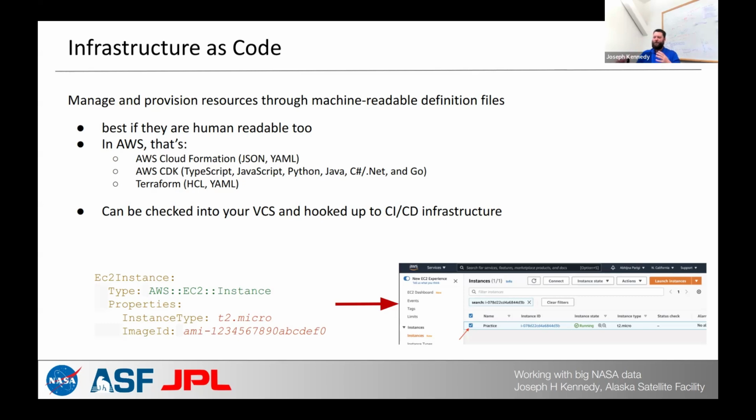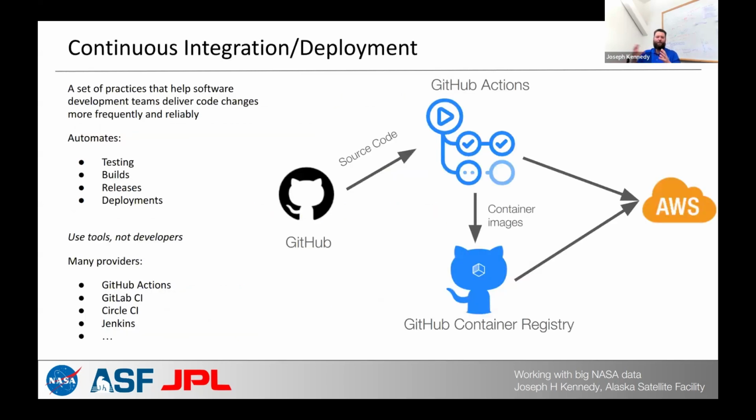And then you can hook it up to CI/CD infrastructure. CI/CD is continuous integration, continuous deployment. It's a set of practices that help you deliver code changes more frequently and more reliably. It automates testing, building, releasing, deploying, all of the things that you need to do once you want the code to go into the world.